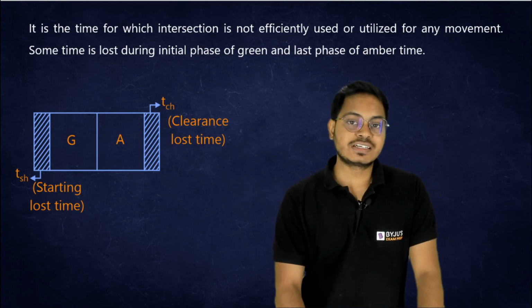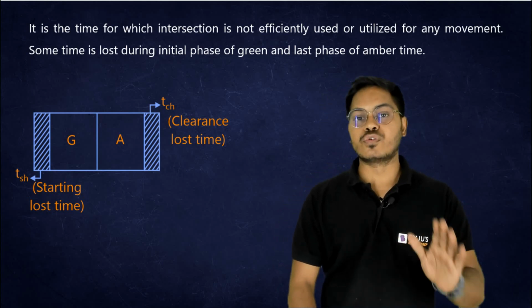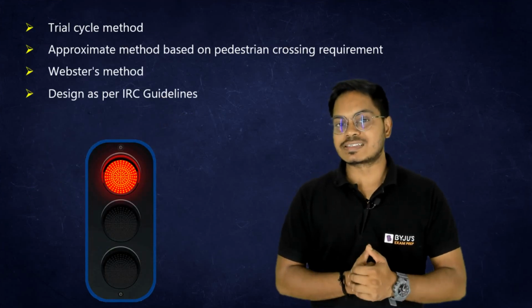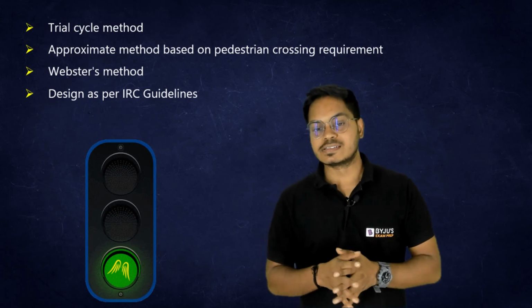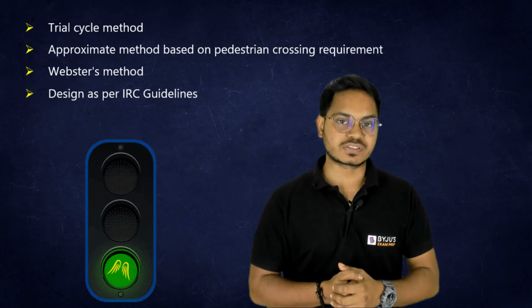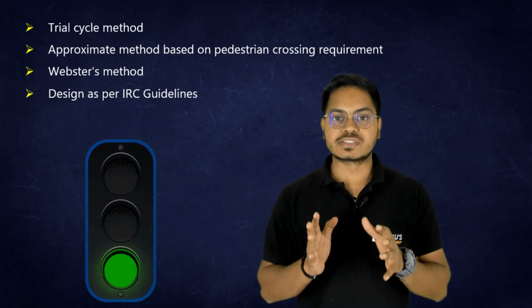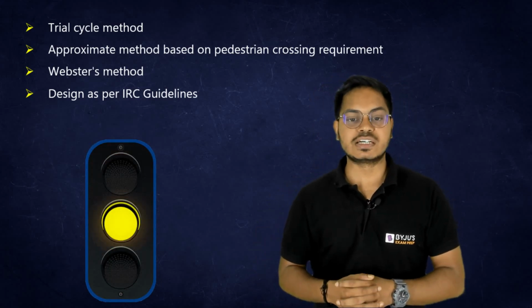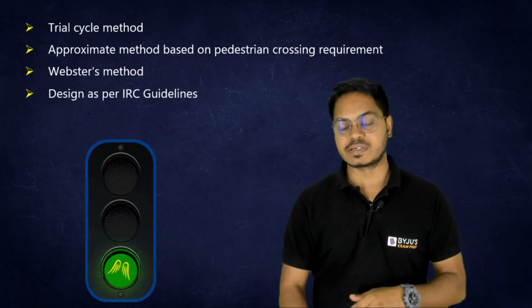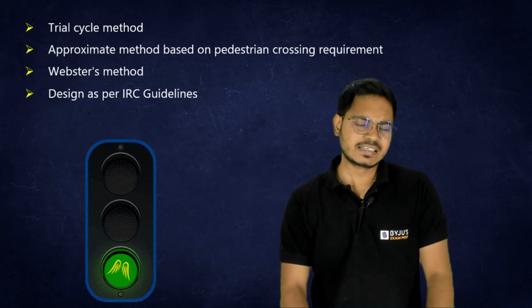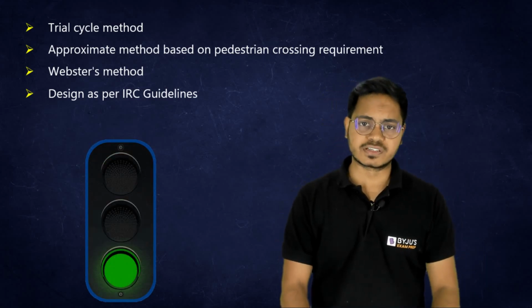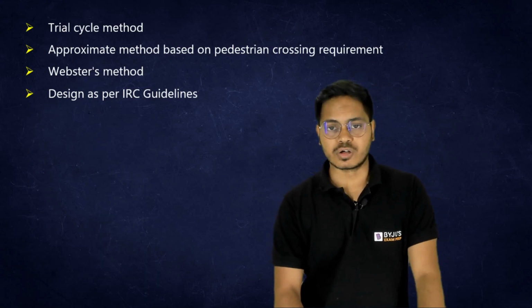Now in terms of the design, there are basically four methods with which we can design the signal. The first one is the trial cycle method. The other one is the approximate method, where we are going to consider the pedestrian crossing requirements. The third one, which is the most commonly used, the analytical method, is your Webster method. And the last one is the basic design with the help of IRC guidelines. And IRC also uses the previous methods only in their methodology.